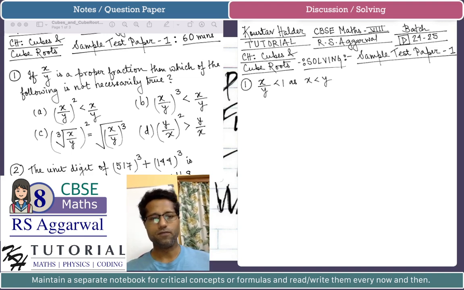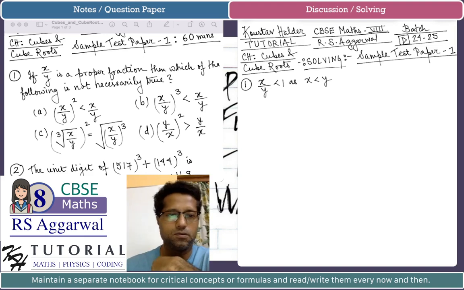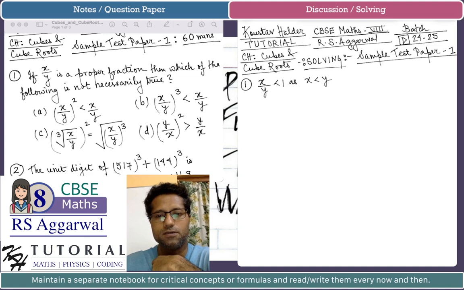That means that we have to select the choice which will not always be true. That will be the correct choice. Okay, now let's see the choices one by one.